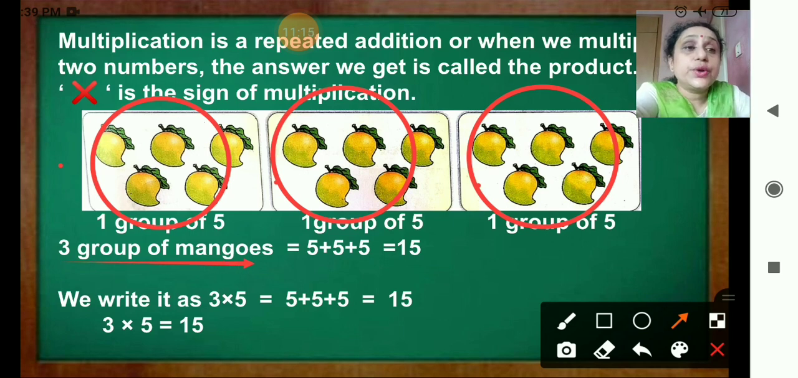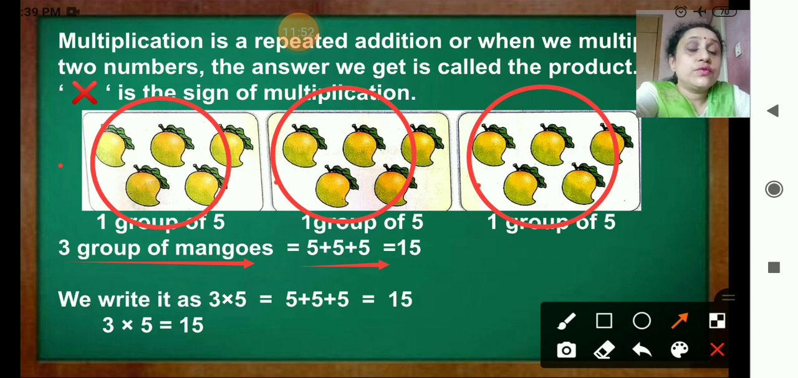And in each group, how many mangoes are there? Count 1, 2, 3, 4, 5. So in each and every group, there are 5 mangoes. So when we add these 5 and 5, what are we getting? 5 plus 5 plus 5 equals 15. Add 5 plus 5, 10. 10 plus 5, 15. See, I told you, multiplication is a repeated addition.